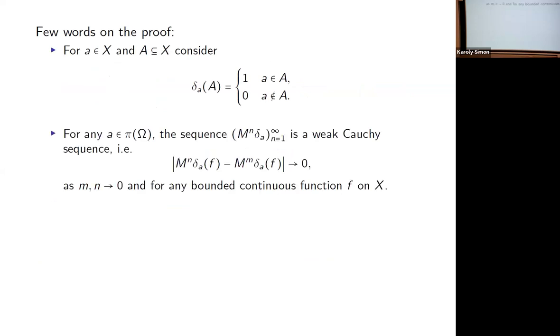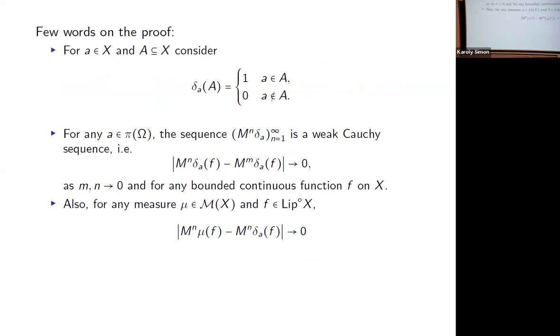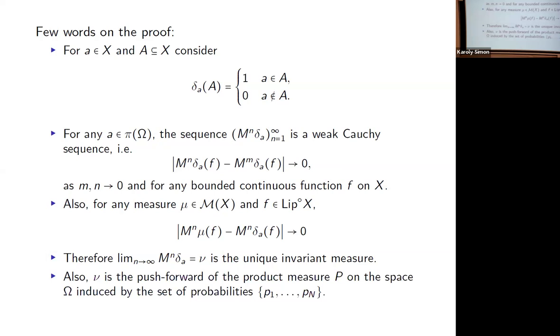We consider the point mass measure and this sequence, and we show that this sequence is Cauchy in the weak sense, and we show this next step, and hence this limit is in the weak sense, and therefore an invariant measure exists. And you can trivially show that this is actually the push forward measure.